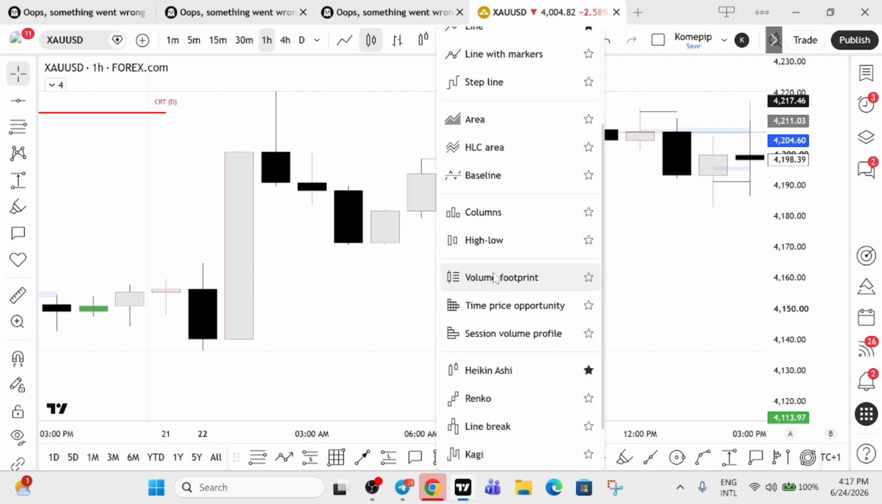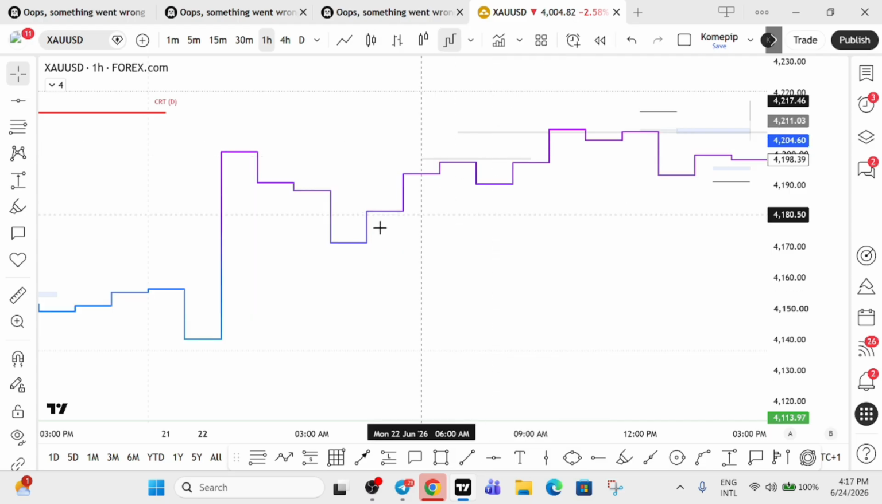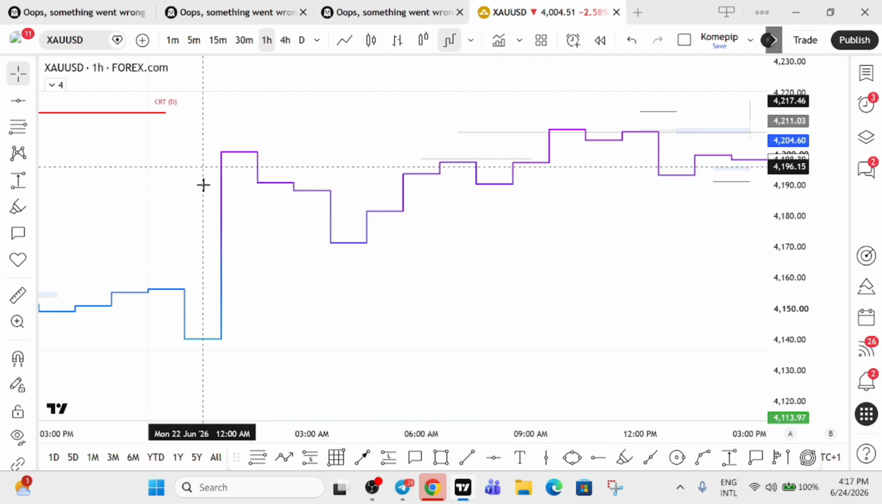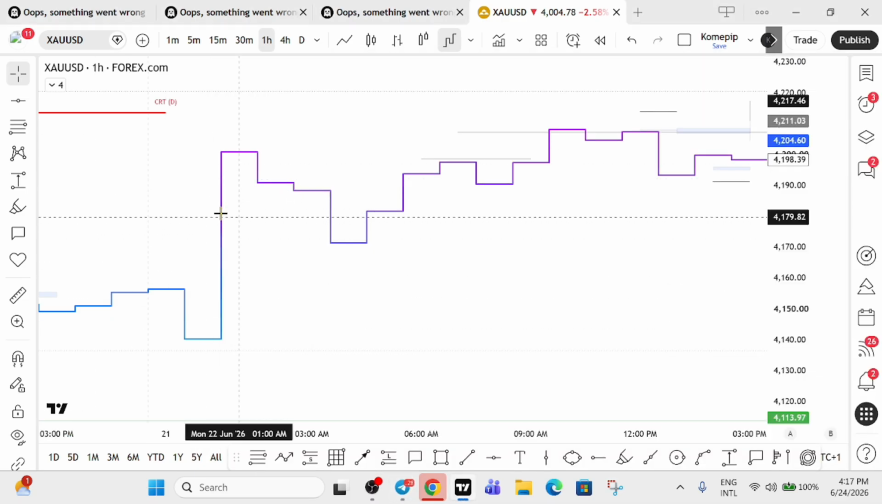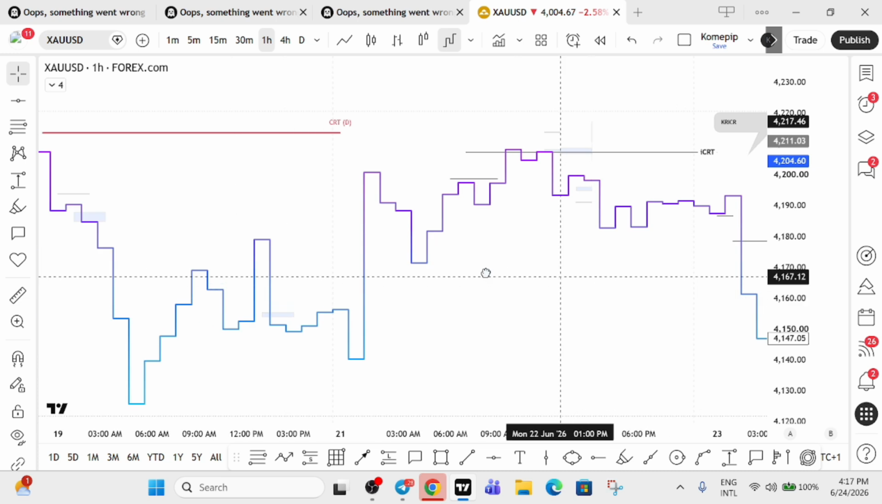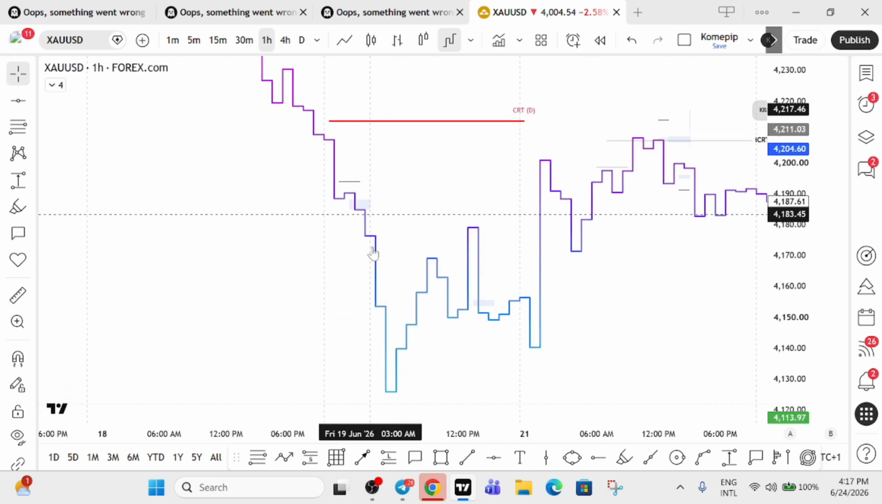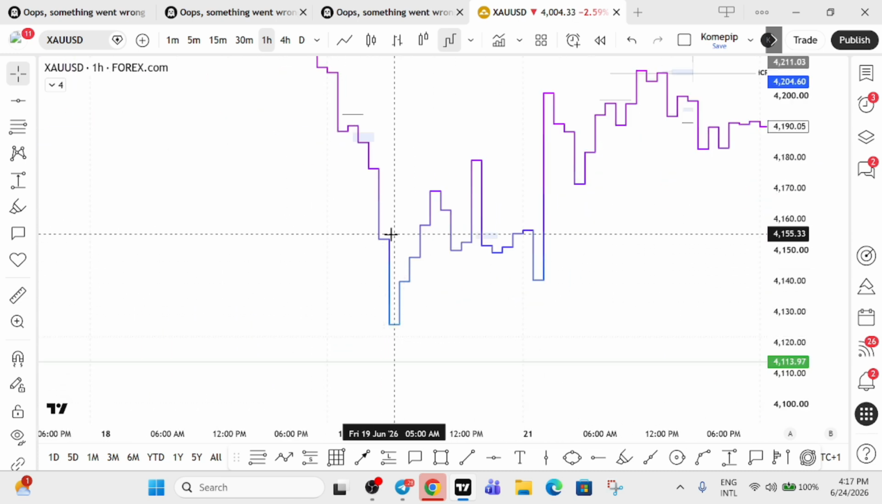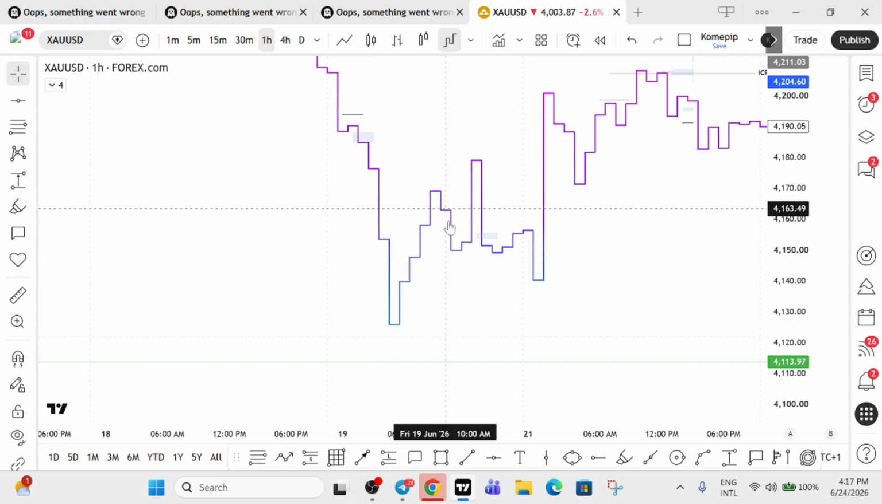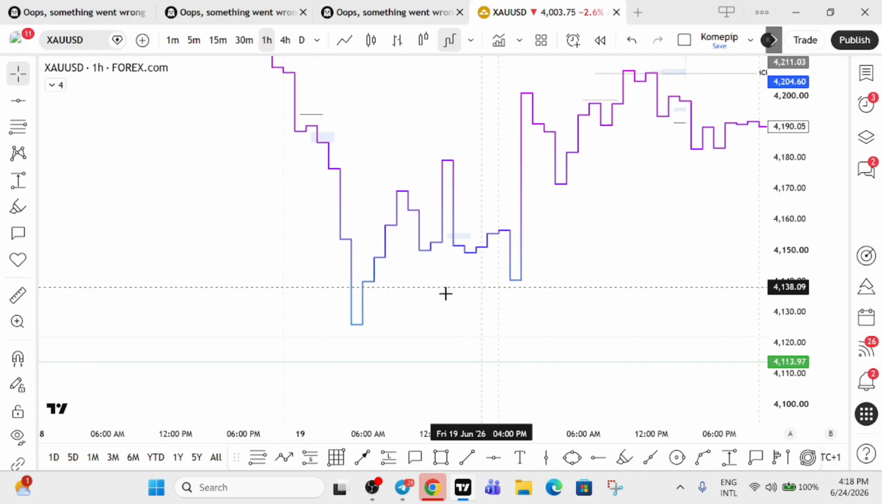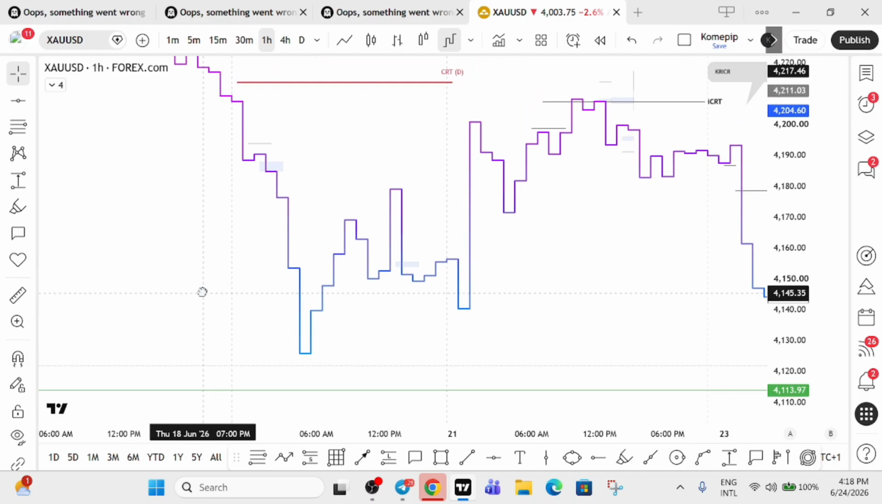Some of these, if I put them on, will you understand them? For example, this one. Will you understand what you are seeing here right now? So what if I say this is a range? From here to this high is a range, from here to this high is a range, from this high to this low is a range? I'll be correct, right? Yes. So that's exactly what I want you to get.